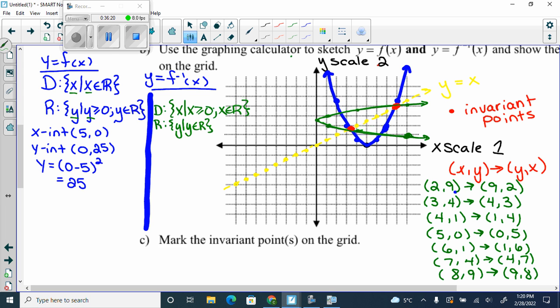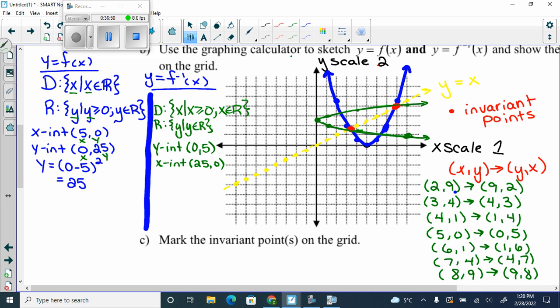Okay? So what do you think is going to happen to the x-intercept of the original? It's going to switch, and it's going to become the y-intercept, because my x, y is going to become my y, x. So my x-intercept is going to become my y-intercept at 0, 5, which it is. And my y-intercept is going to become my x-intercept.